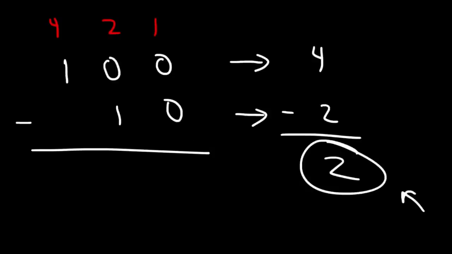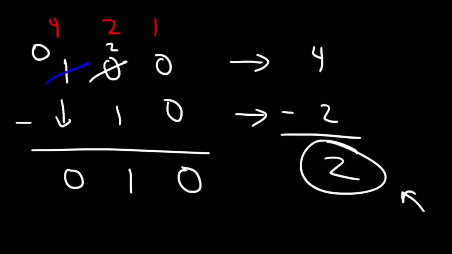Starting with the first column, 0 minus 0 is 0. Now 0 minus 1, we can't do that, so we need to borrow a 1. So that's going to disappear. That's going to change to 0, and this becomes a 2. 2 minus 1 is 1. And you could bring the 0 down if you want to. 0, 1, 0 has the decimal equivalent of 2. So this answer is correct.